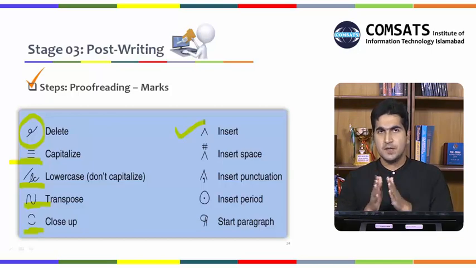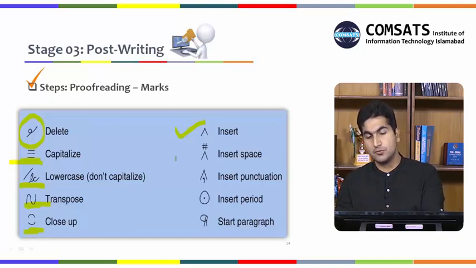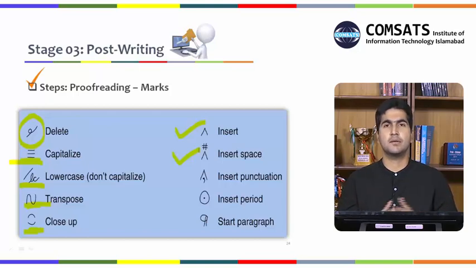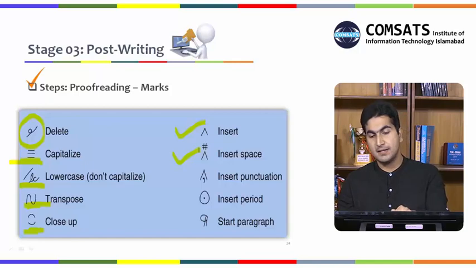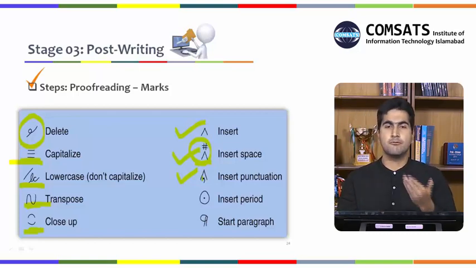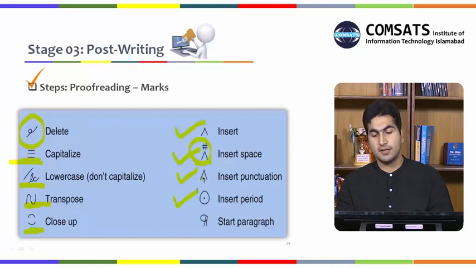For inserting a space between two words, you have to use this mark. This hashtag, linguistically speaking, refers to a space. Creating a space, inserting a space, means you have to use this symbol. Inserting a punctuation mark or a comma means you have to insert this comma, as you can see over here. Inserting a period, meaning a full stop, you have to use this sign.